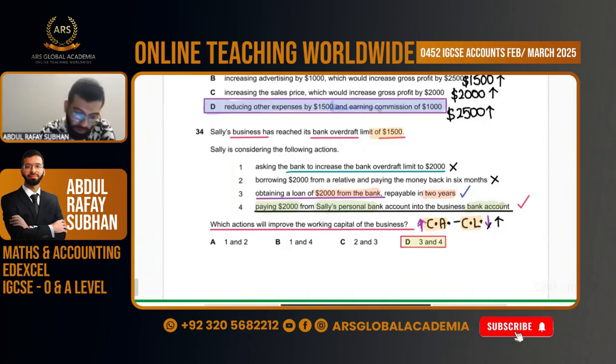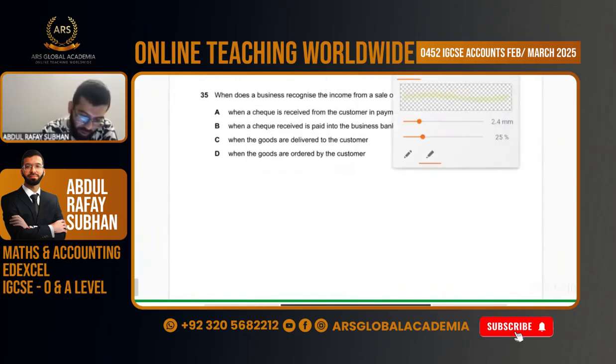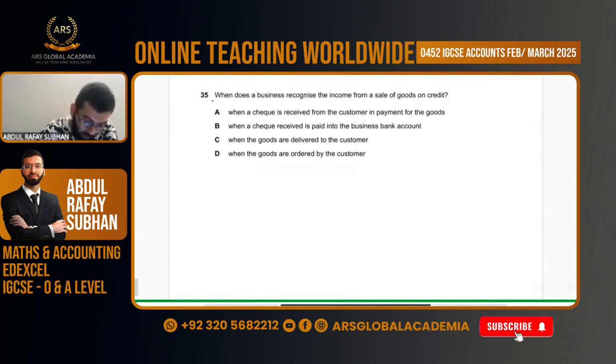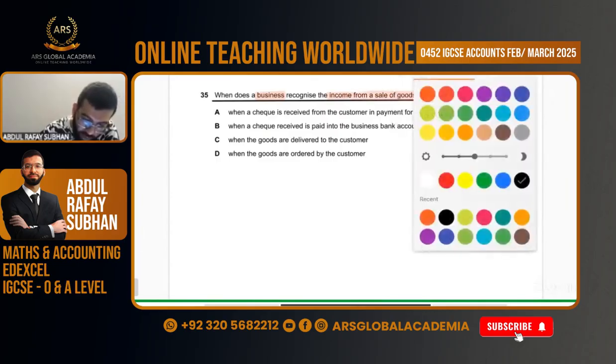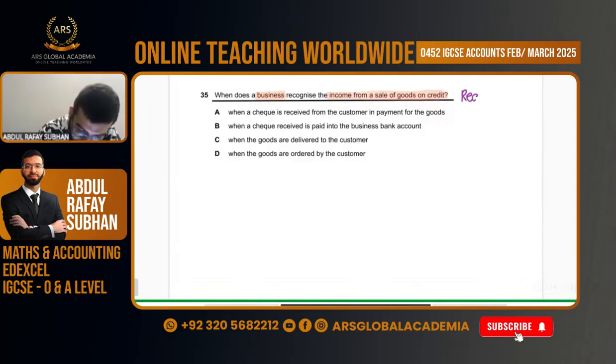The last MCQ, question number 35, to complete the whole February March 2025 paper, is: when does a business recognize the income from a sale of goods on credit? There is one accounting concept being tested. It's straightforward. The examiner is trying to test whether the student knows the realization concept of accounting.